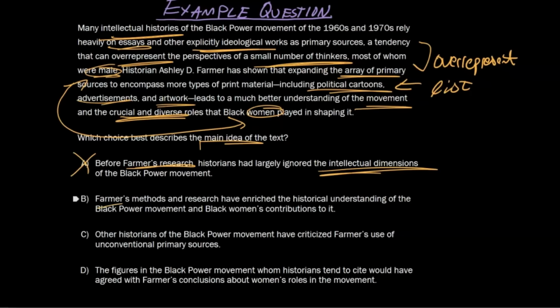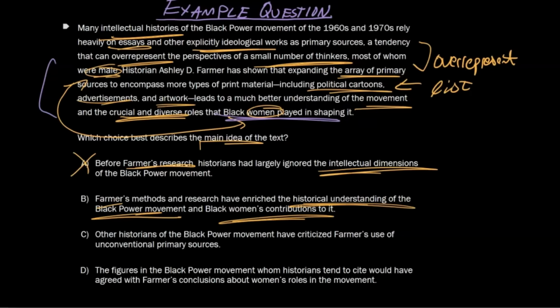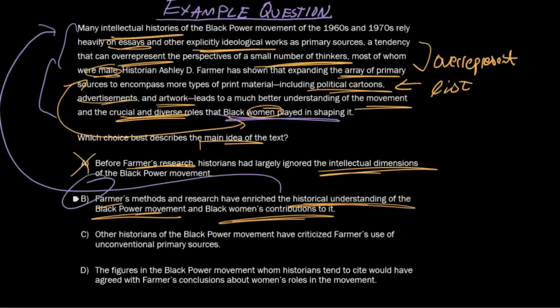Okay, now let's take another one. Farmer's methods and research have enriched historical understanding of the Black Power movement and the Black woman, the female Black contribution to it. I would say this is the correct answer, but we should always make sure to check our answers. Now, why do I say this is correct? Because this entire half of the thing here is telling you that she's contributing to the plethora of evidence that Black women played in supporting the Black Power movement. And this first part here is detailing what it was like before, showing that she was doing some enriching. Okay, so we see here we're kind of encompassing the entire passage with this answer choice.